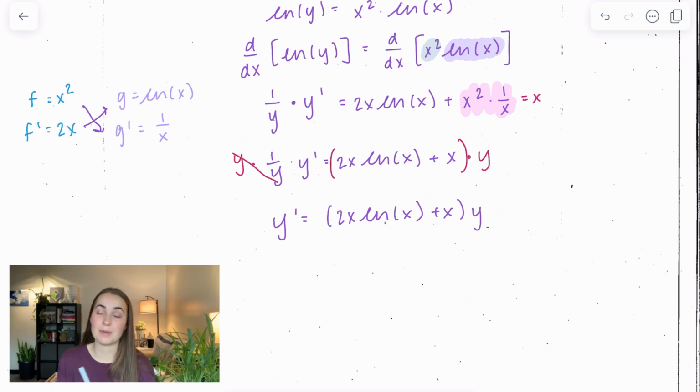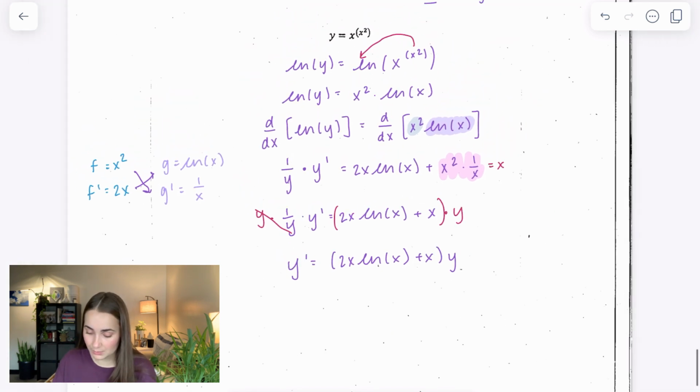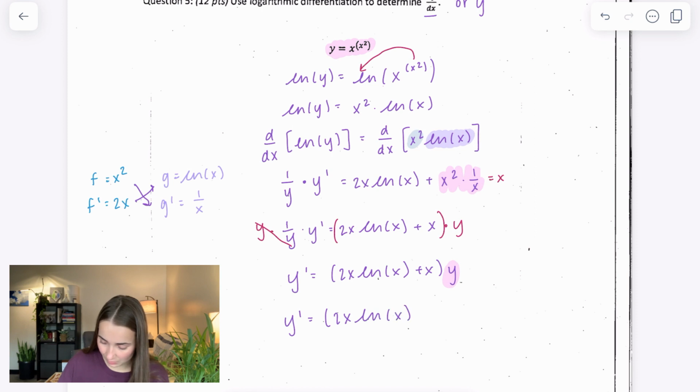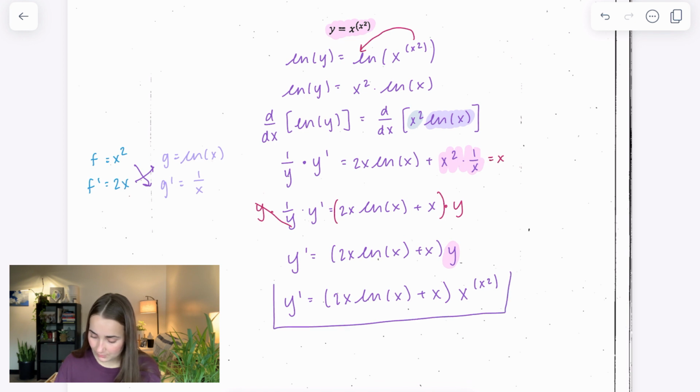There's one last step, and it's that we want this whole thing to be totally in terms of x. Notice here we do have a y, and we can replace that with what y was originally equal to. So here I have y prime equals, and everything inside remains the same because it's all in terms of x already. But now instead of y on the outside, we have x to the x squared, and so on. I said that wrong, but it's fine. And this is actually going to be our final solution.